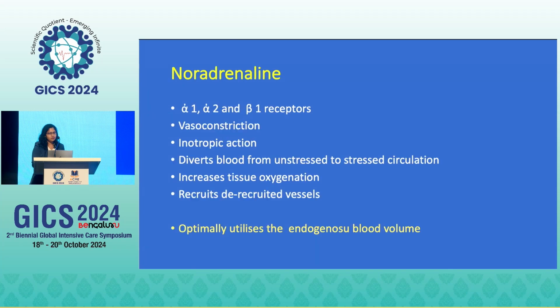And next comes the vasopressins. Why and how does noradrenaline work? It is an alpha-1, alpha-2 and beta-1 receptor agonist. So along with vasoconstriction, it also has a positive inotropic effect. So it also increases the cardiac output to some extent. It also diverts blood from the unstressed circulation to the stressed circulation. Thereby it effectively uses the endogenous blood volume by diverting it, and recruits the de-recruited vessels by acting on venous capacitance vessels.